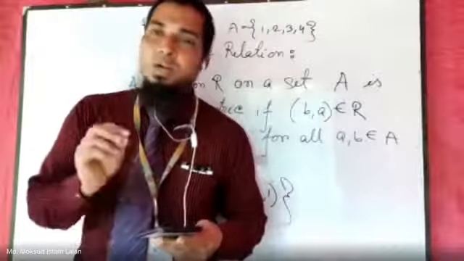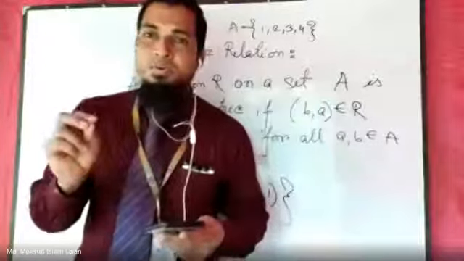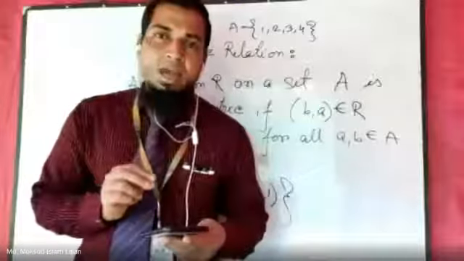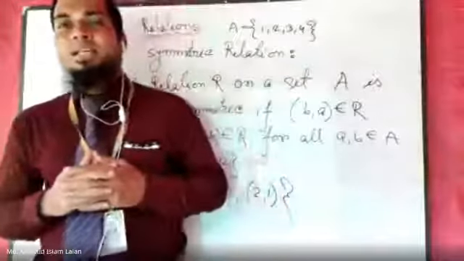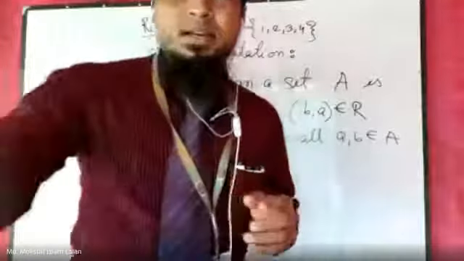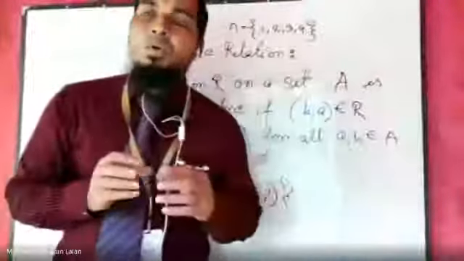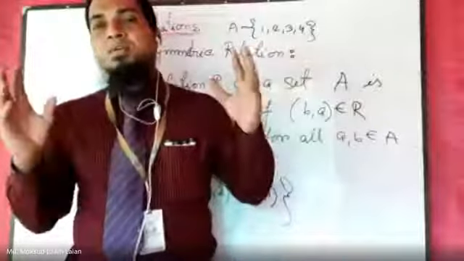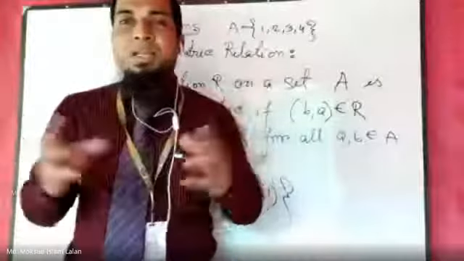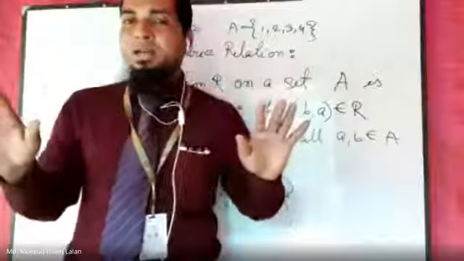Tanjum, (4,1) is given, but (4,2) or (2,4) is not given in R3. Yes, sir. That's why R3 is not a symmetric relation. Actually, Tanjum, listen carefully. Whatever is given, it does not matter. Your set elements, which one is given or how many elements are given, it does not matter.